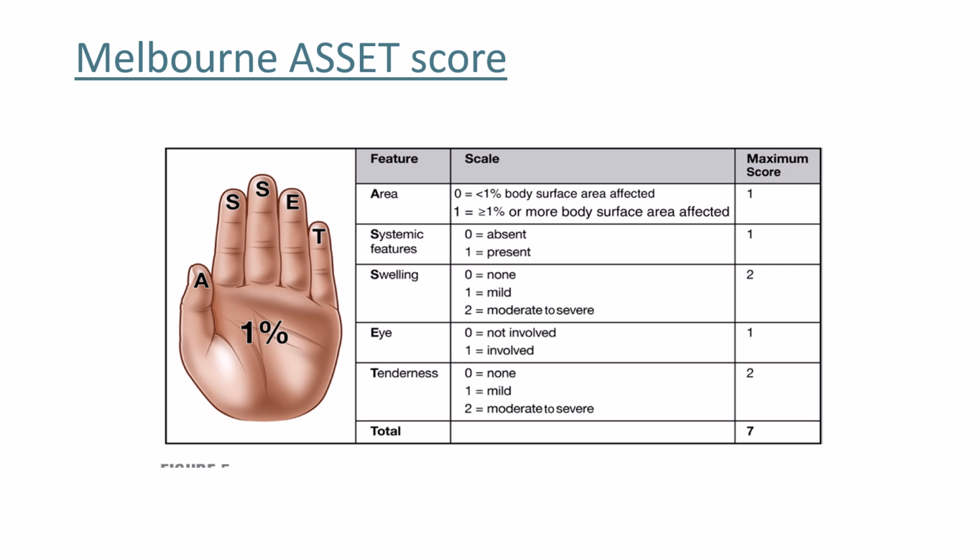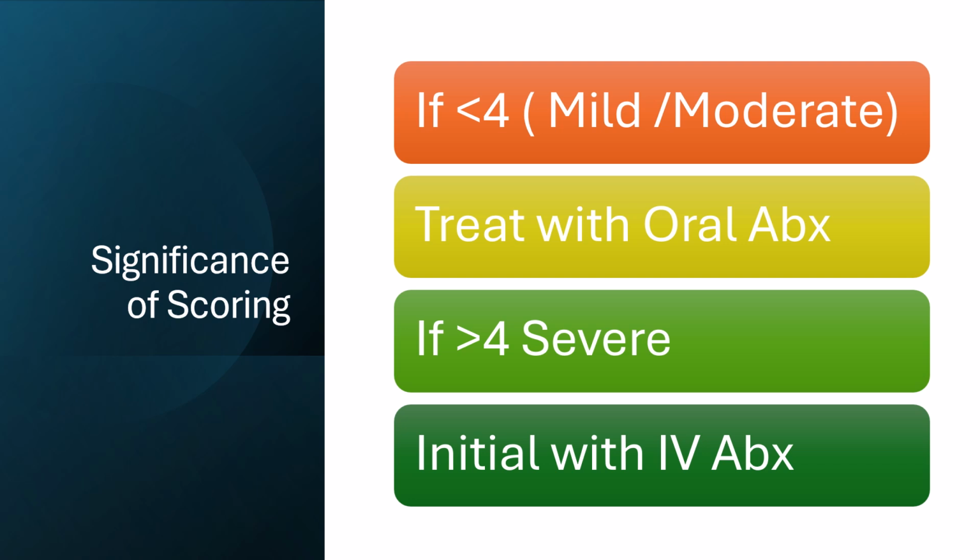So why do we have this scoring and this Eron classification, and why do we need to keep them in mind? So that we can quickly assess the patient and make our own clinical judgment, so that we can decide this patient needs oral antibiotics and this patient needs IV antibiotics. If your score is less than 4, then we will treat the patient with oral antibiotics. If the score is more than 4, then we will commence IV antibiotics.